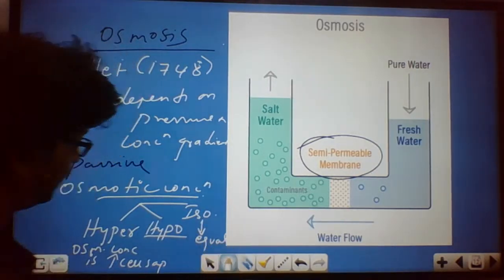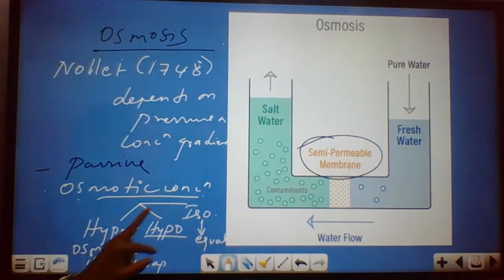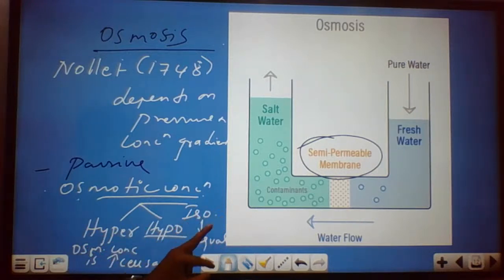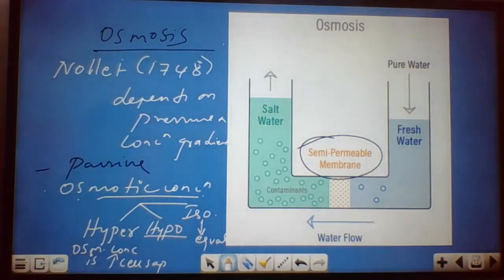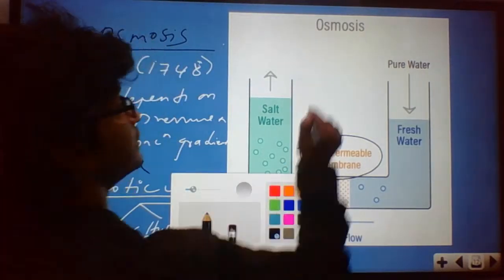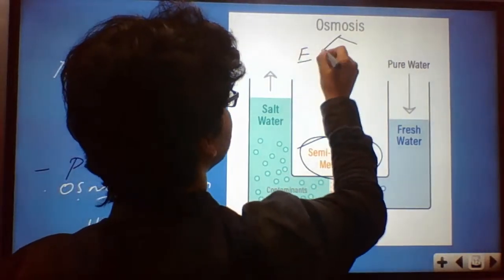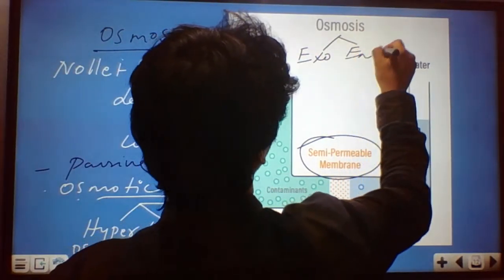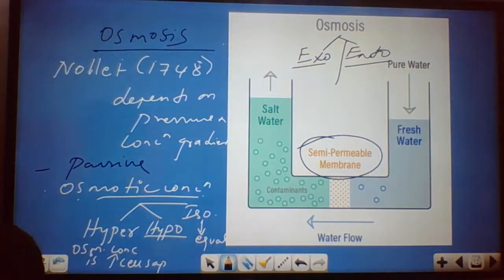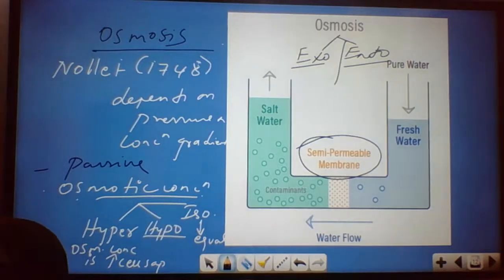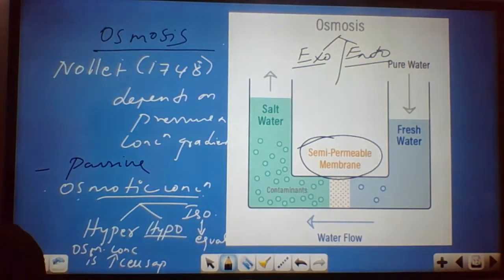It is equal. So the osmotic concentration can be classified into hypertonic, hypotonic, and isotonic. But when you're talking about the types of osmosis, we have exoosmosis and endoosmosis. What makes the difference between exoosmosis and endoosmosis? Water molecules move from the lower to the higher potential. Yes, Kirti, from the lower to the higher potential.